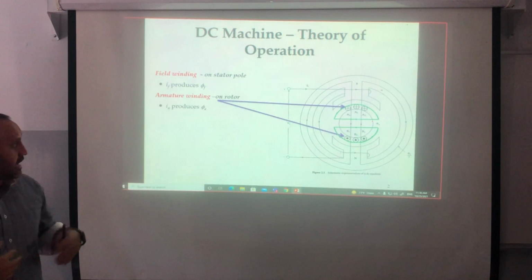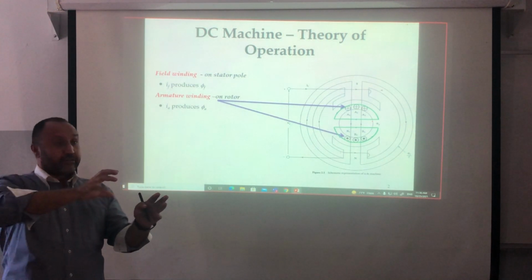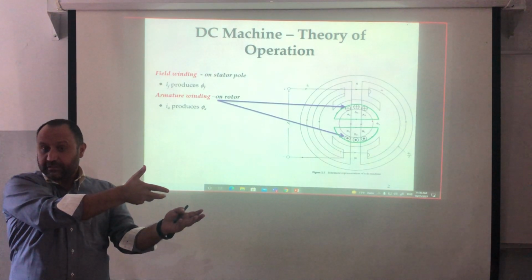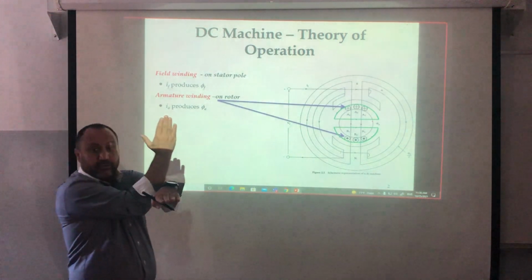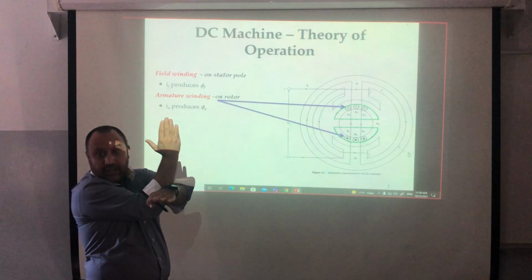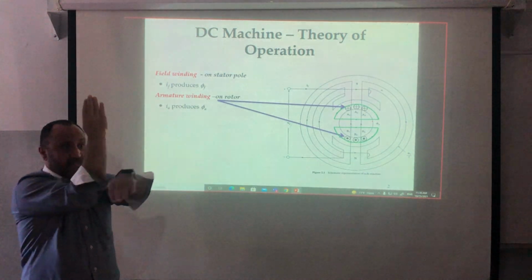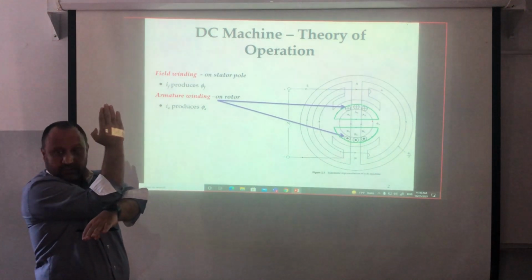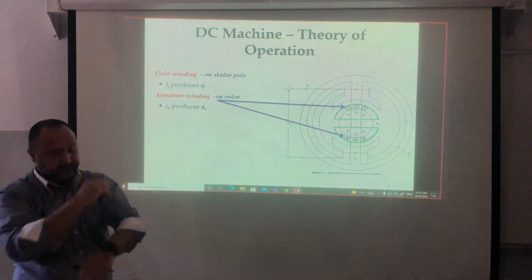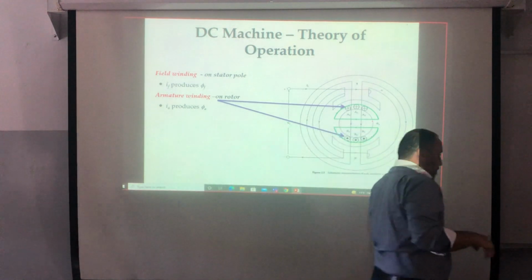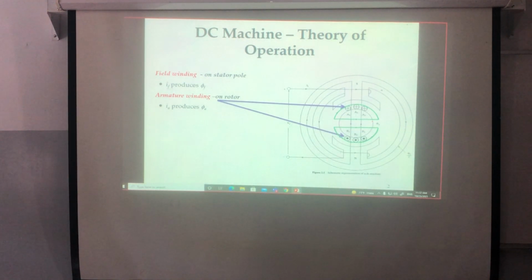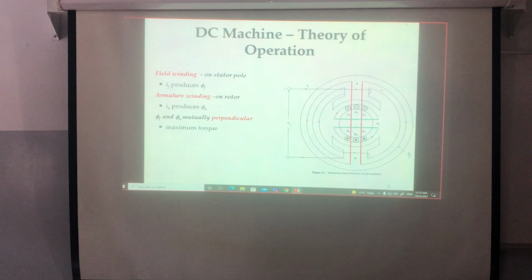And how can we do that here, although the rotor is rotating? All the time, the angle in between is 90 degrees. Why? Because we have the commutator and the brushes. And all the time, the axis will be pointing toward the brushes axis. So 90 degrees in between in order to produce the maximum torque.